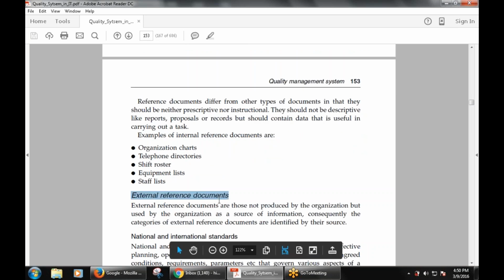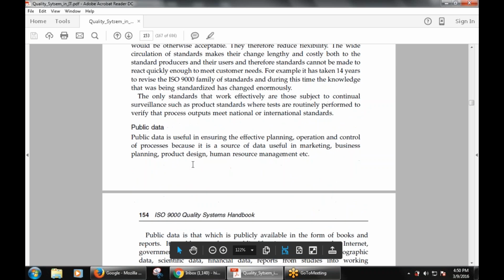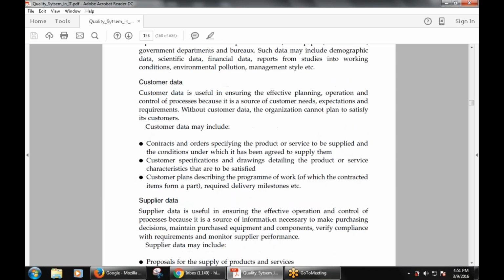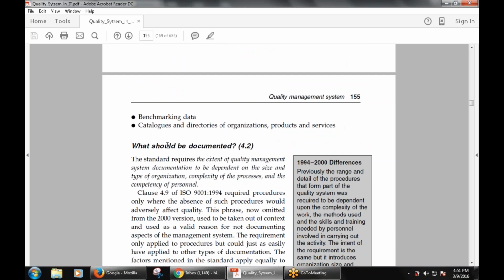And next is external reference documents, those not created by the organization but used by the organization. The national and the international standards, like ISO, which is one of the international standards. Then public data that is used for the effective planning, operation and control of the processes. Then there are the various customer data, supplier data, industry data.